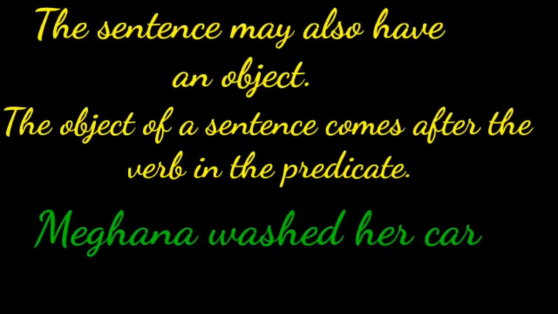The sentence may also have an object. The object of a sentence comes after the verb in the predicate. For example, Meghna washed her car. Here, washed is the verb. Then, her car is the object.